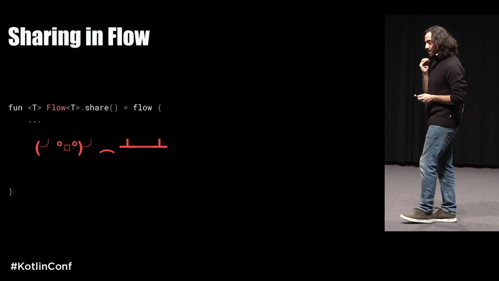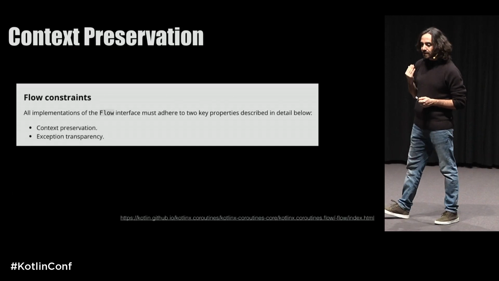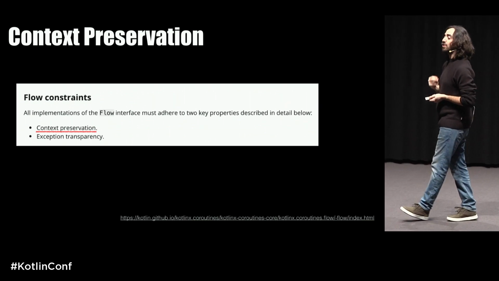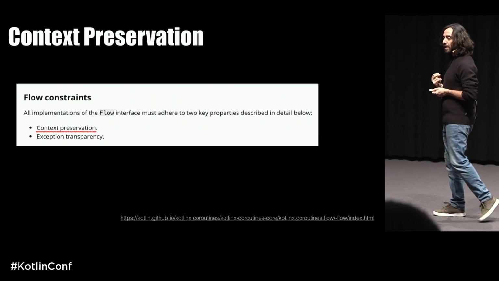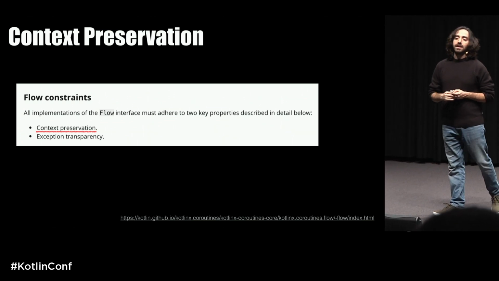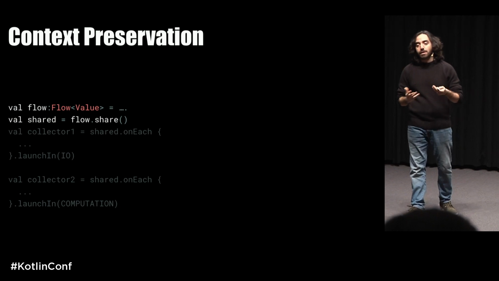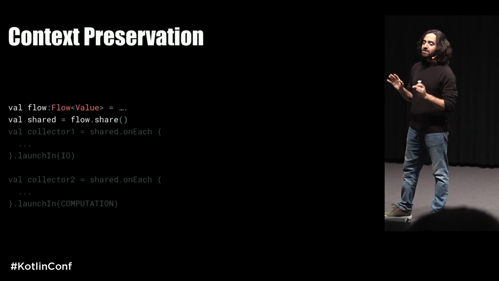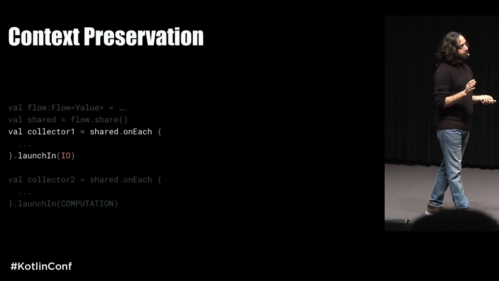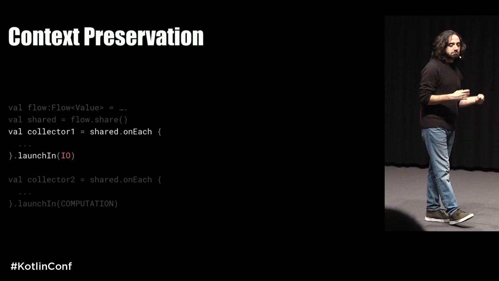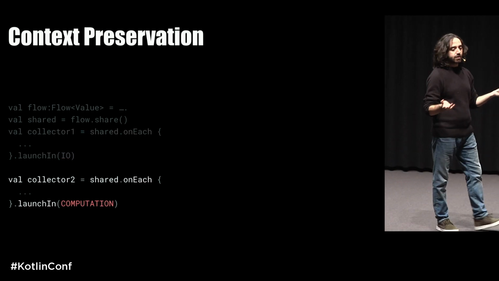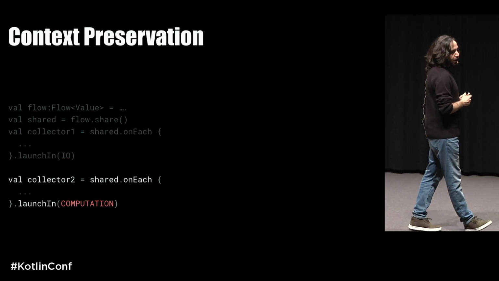Anyways, the thing we were missing was this property of Flow, very nicely documented. It's called context preservation. That's a new concept we didn't initially understand. Let's look at an example where it might make sense. So imagine we wrote this magical share operator on a flow. And now we have one collection using a scope, another collection using another scope. Each of them has their own context.